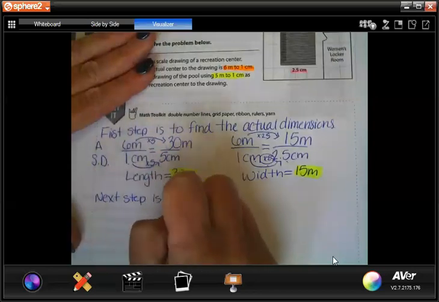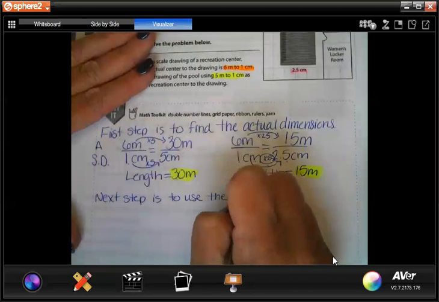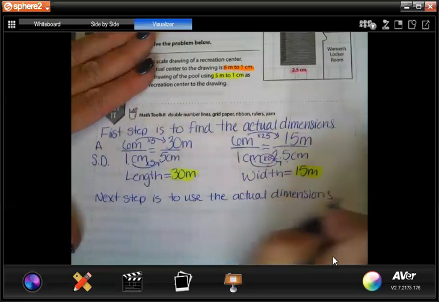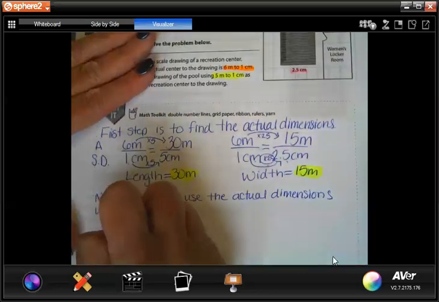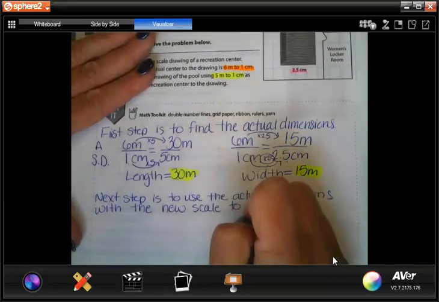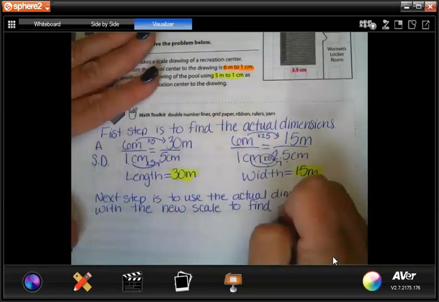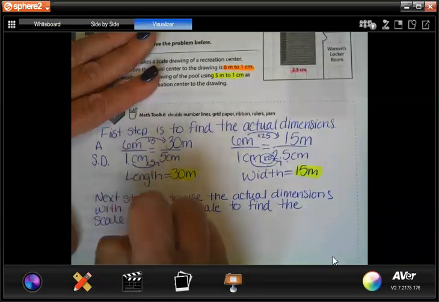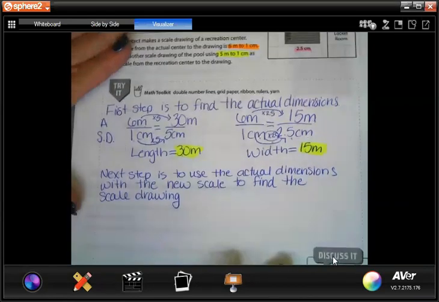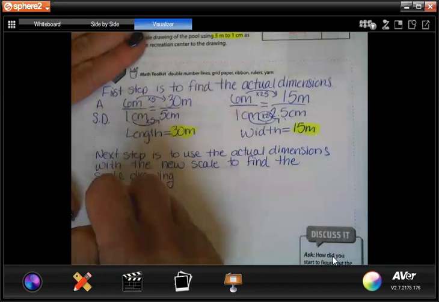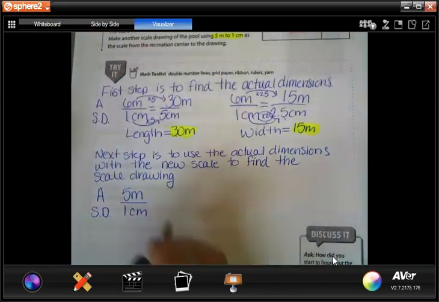is to use the actual dimensions with the new scale to find the scale drawing. Okay, so here we go. Our new scale, the actual is 5 meters to the scale drawing, which is 1 centimeter. So we're going to start with the length.